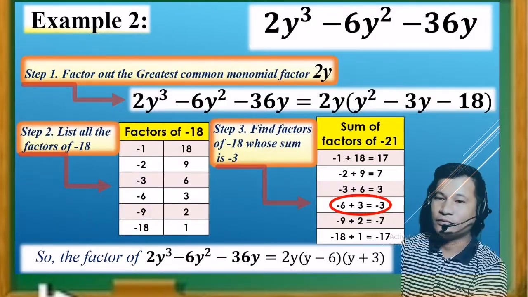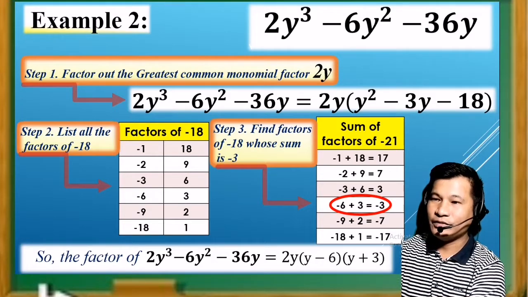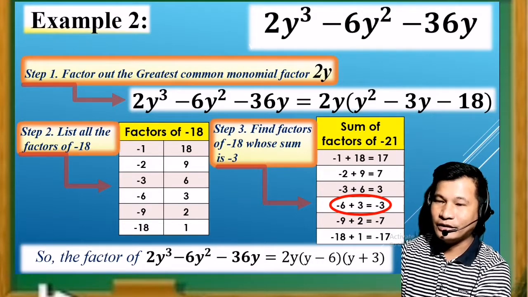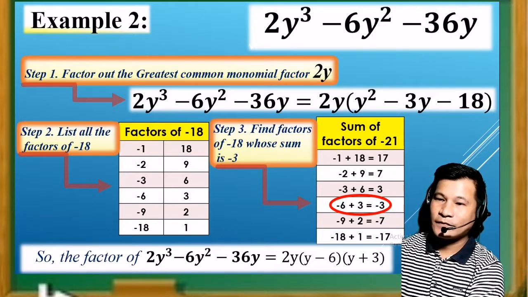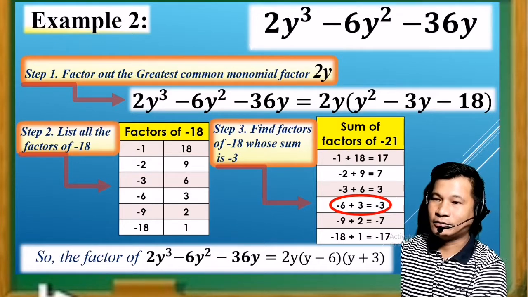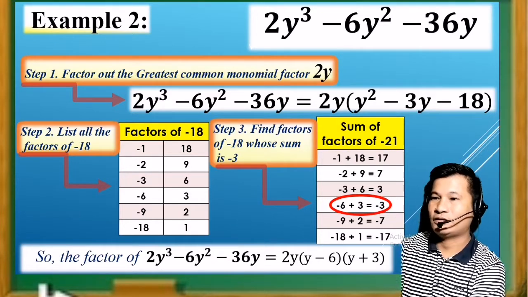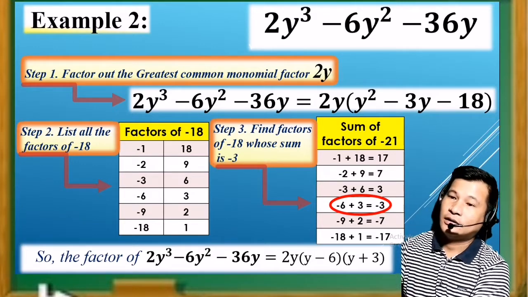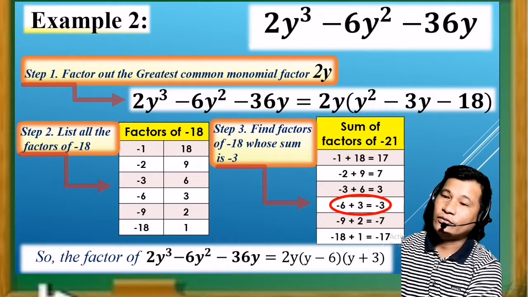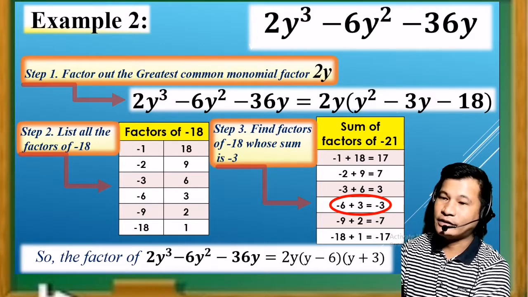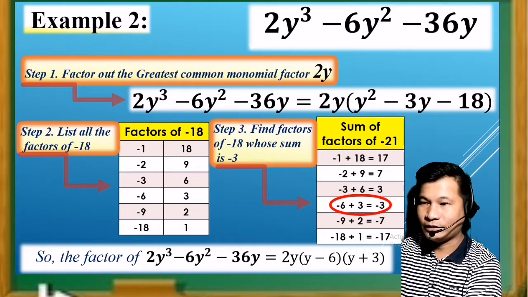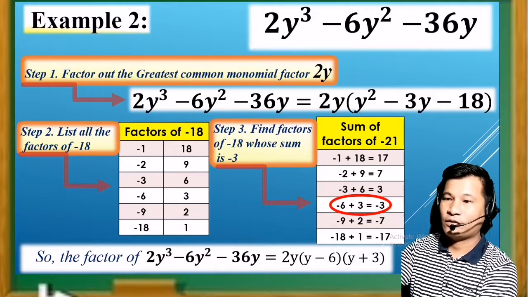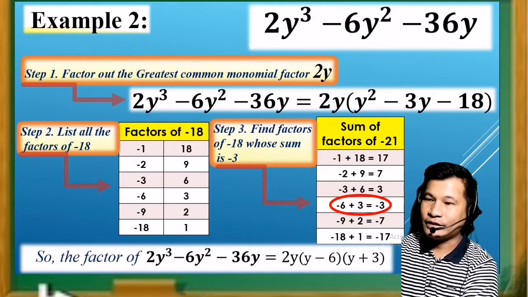For example 2, we have 2y cubed minus 6y squared minus 36y. Step 1, factor out the greatest common monomial factor 2y. So 2y cubed minus 6y squared minus 36y equals 2y times the quantity y squared minus 3y minus 18.